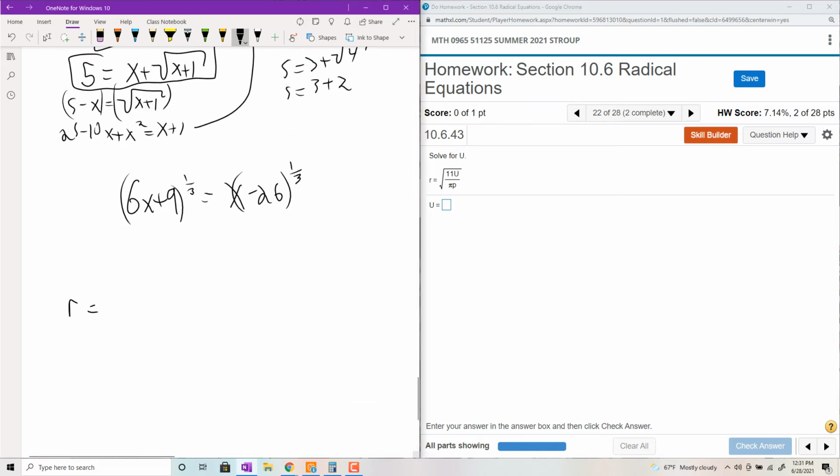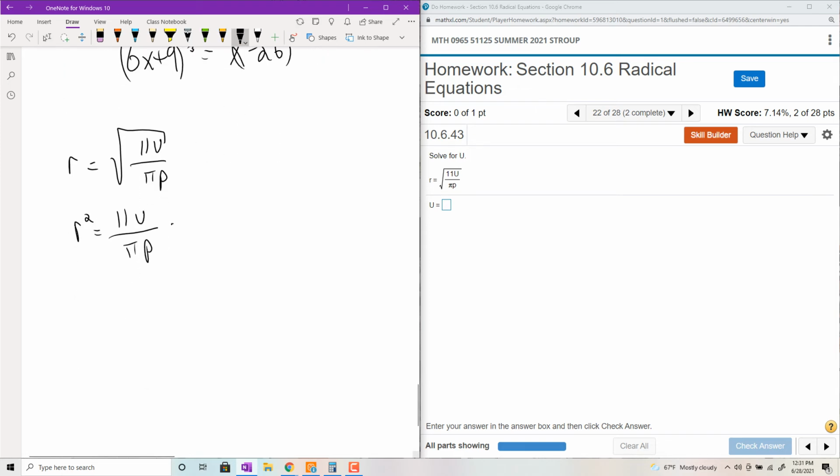This one's a little weird. Square root of 11u all over pi times p. Square both sides, so you get r squared equals 11u all over pi p. Then multiply on both sides by pi p over 11. Okay, so on the right side you would just have a u left. On the left side you would have r squared, or whatever order you want to put it in, pi r squared p all over 11, and then that should do it.